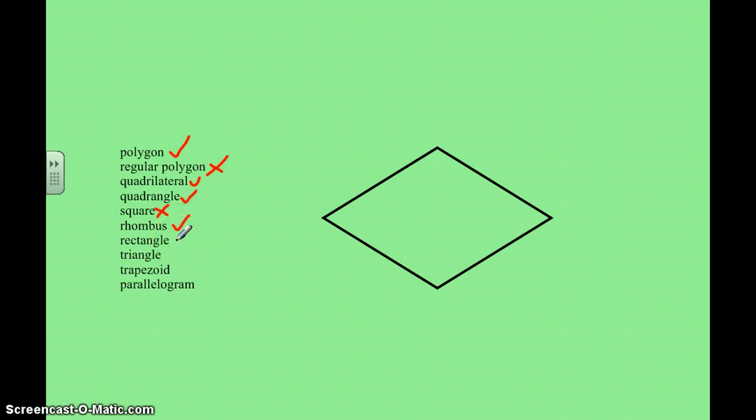Alright, a rectangle. Well, it doesn't have 90-degree angles, so no, it can't be a rectangle. How about a triangle? No, it has more than 3 angles. How about a trapezoid? Well, no, because we have a set of parallel sides here, and then we have another set of parallel sides here, so no, it can't be a trapezoid. Could it be a parallelogram? Well, look, we have 2 sets of parallel sides, so yes. So this figure here could be classified as a polygon, a quadrilateral, a quadrangle, a rhombus, and a parallelogram.